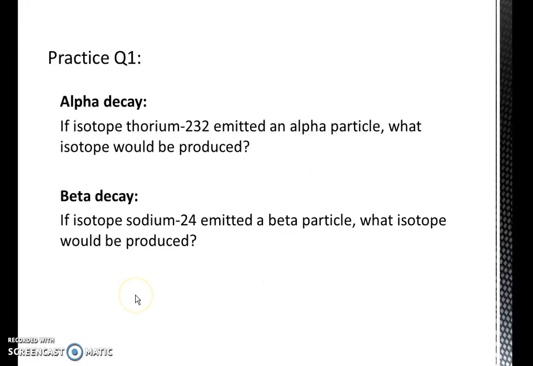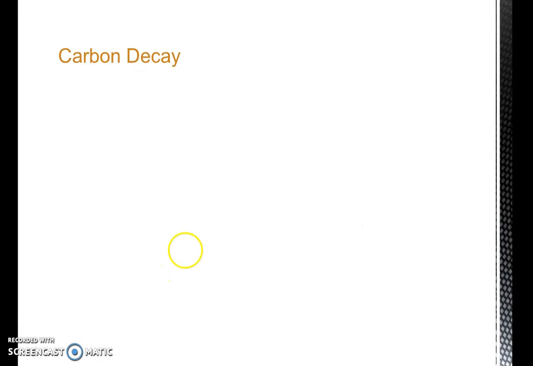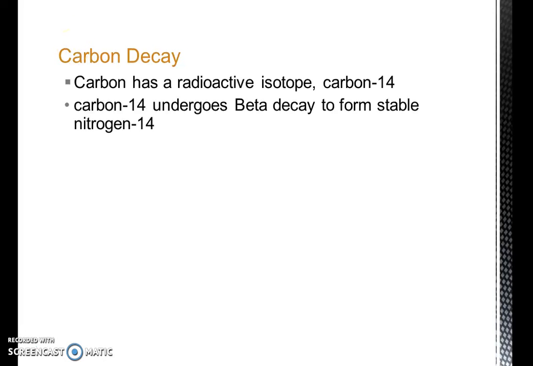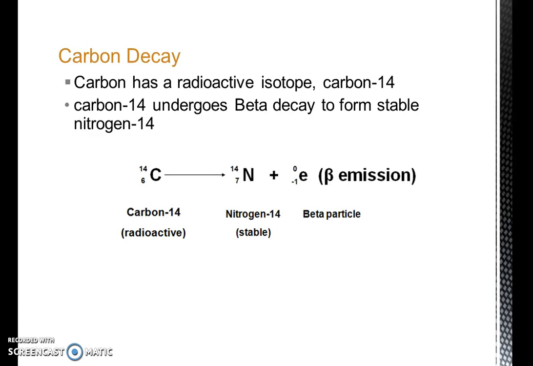So go ahead and try that for beta decay and look back at what we said beta decay was. Okay, so let's talk about carbon decay because this is important and something that we use frequently. Carbon-14 is a radioactive isotope of carbon, and this undergoes beta decay to form a stable nitrogen-14 through this equation here. So this is what a typical nuclear equation would look like for a reaction.